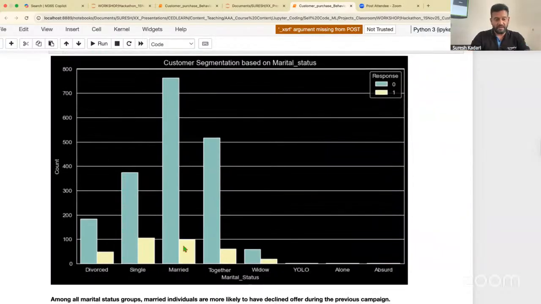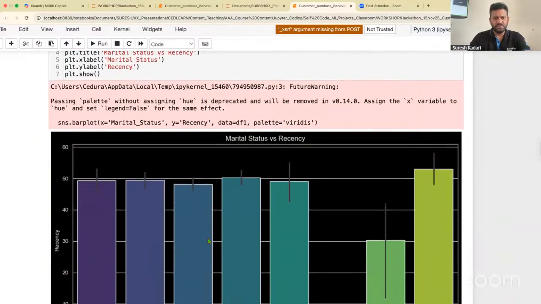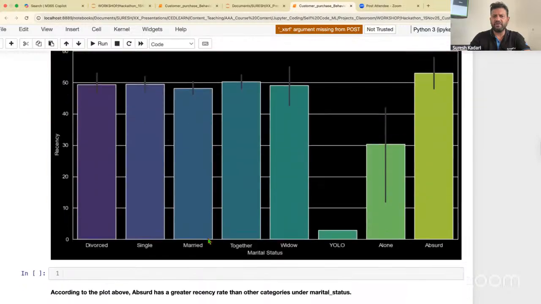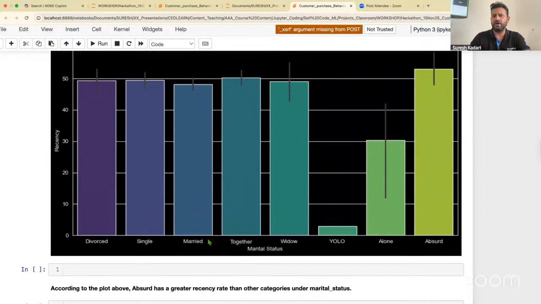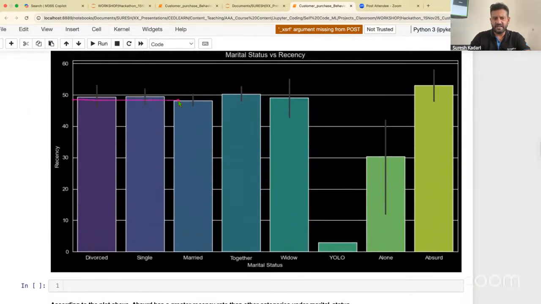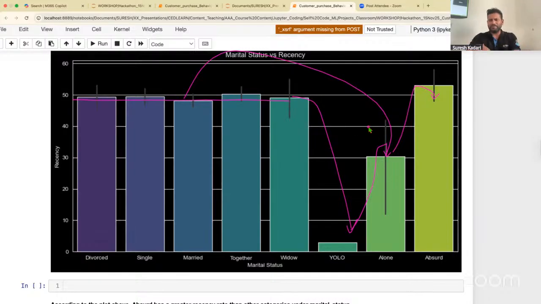Customer segmentation based on marital status. We already did that. Married people and all are more. So like that, whatever demographic you asked, I got it. Divorced, single, married, together, widow, YOLO, you guys, and then alone. Alone is not single. I don't know. Absurd, recency, I don't know. Absurd is what? I need to read.